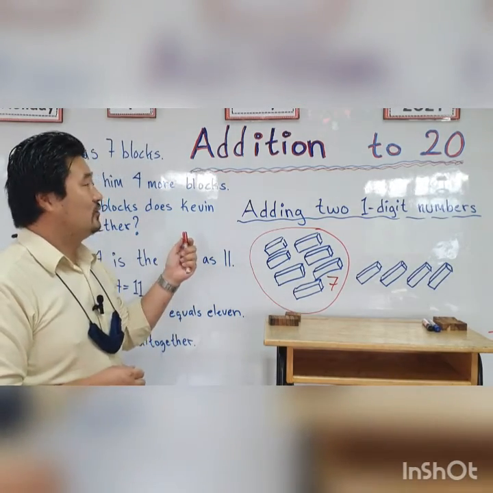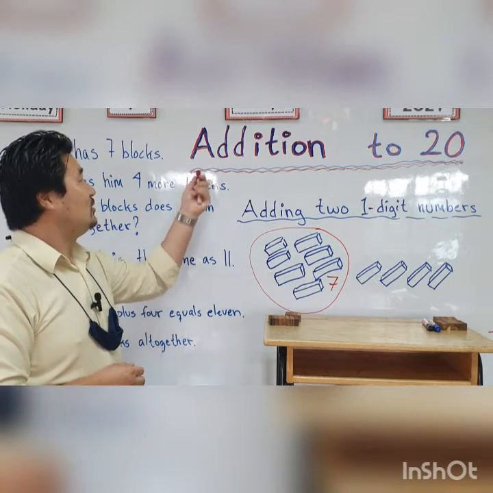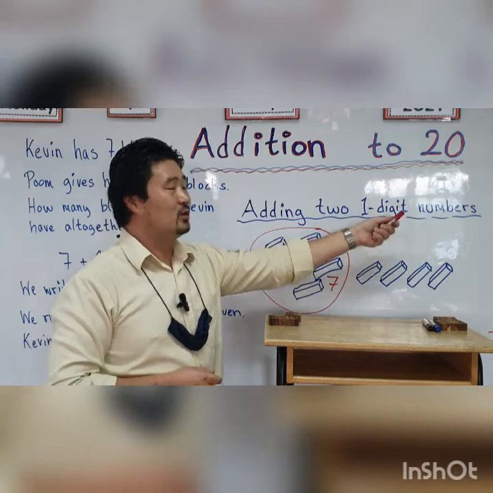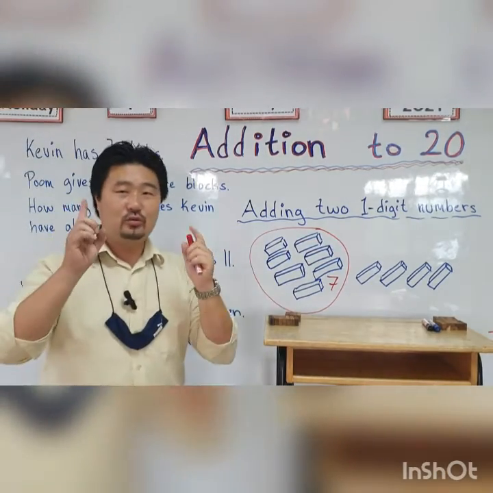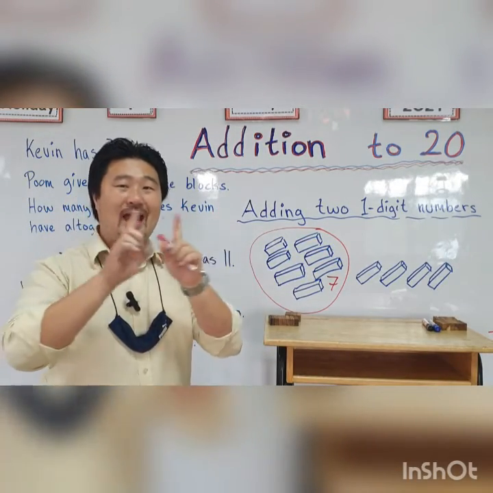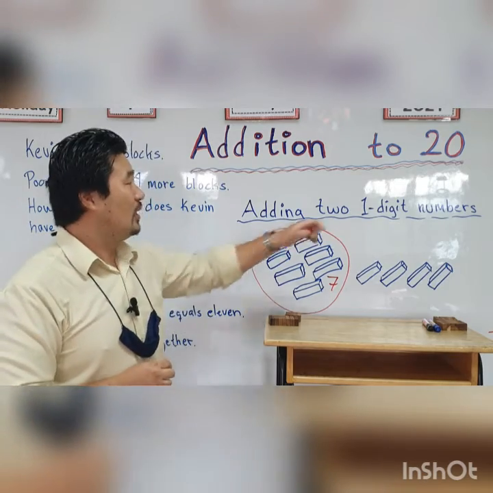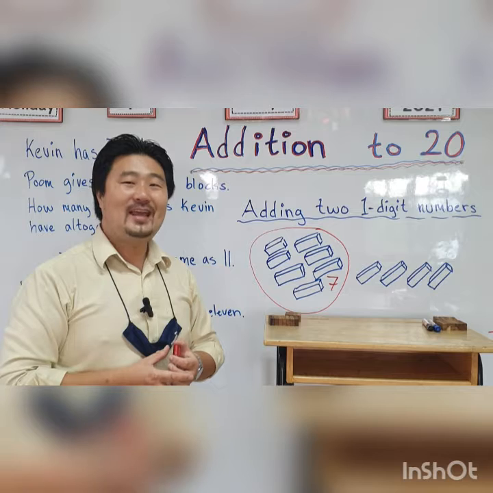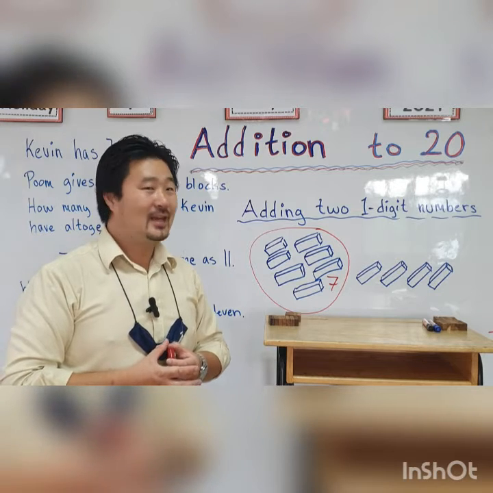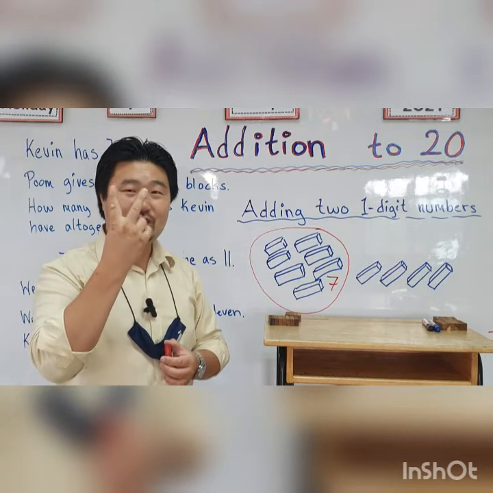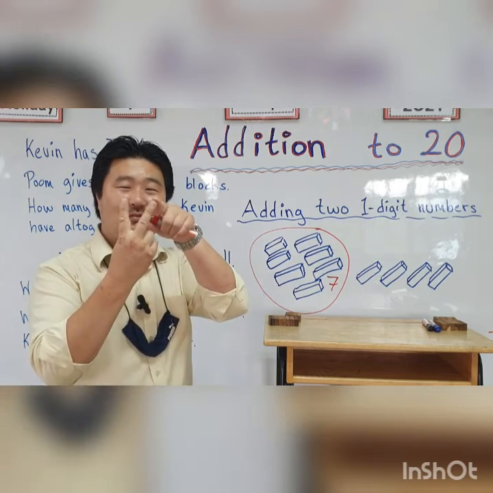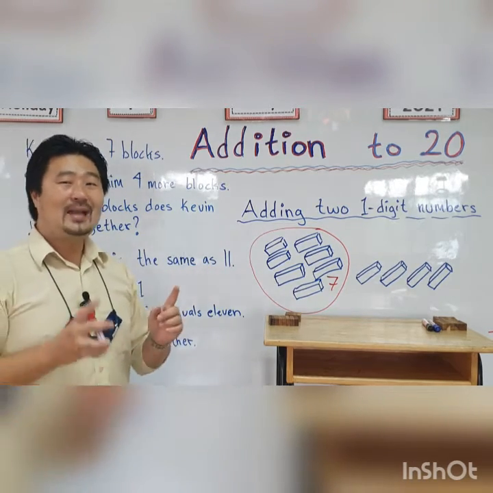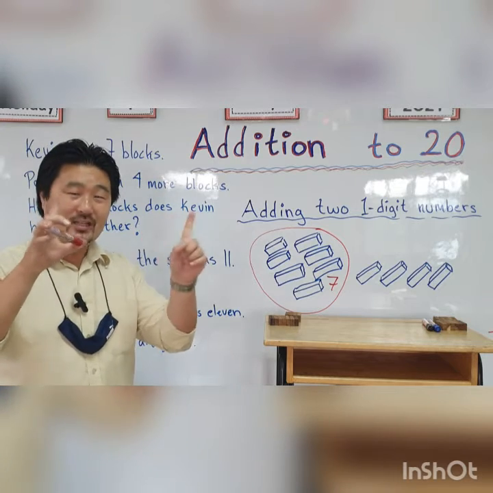And the first part of this unit is adding two one-digit numbers. So you have two one-digit numbers that you're going to add together. And a one-digit number is 1, 2, 3, 4, 5, 6, 7, 8, or 9. 10 is not a one digit. 10 is two digits. You have 1 and you have 0, two digits. So today we're going to focus on adding two one-digit numbers together.